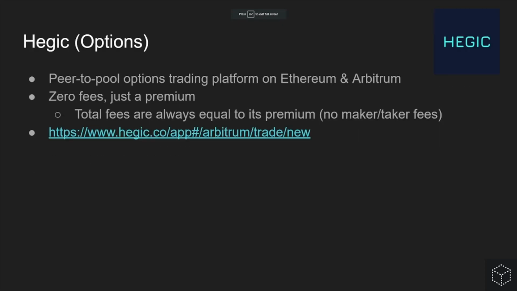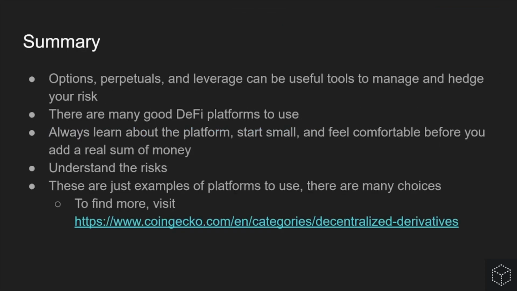So that is Hegic. Those are the options platforms and the perpetual platforms. So what's the summary here? Options, perpetuals, and leverage can be useful tools to manage and hedge your risk. There's many good DeFi platforms to use. You always want to learn about the platform. You want to start small and feel comfortable before you add a real sum of money to these platforms. And you need to understand the risk, liquidation risk, smart contract risk. Do these protocols have an insurance fund? How much funds are you willing to lose? Things like that.